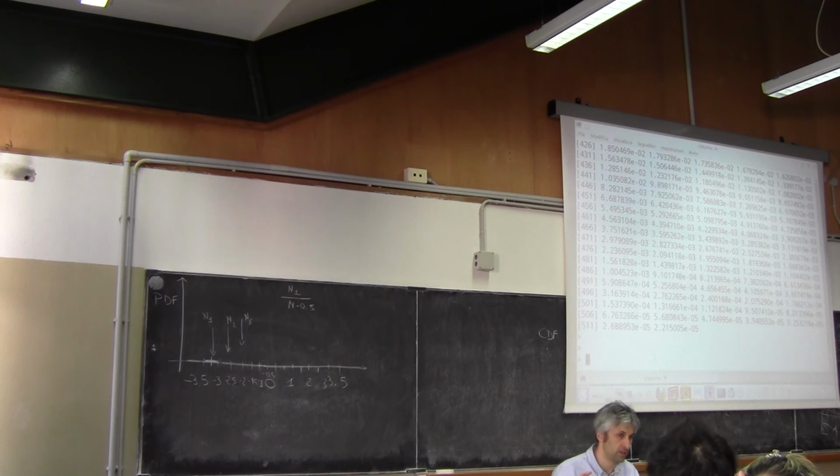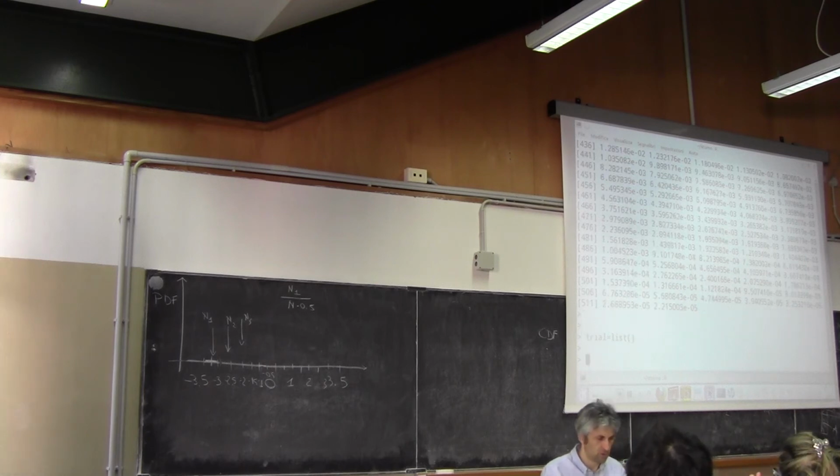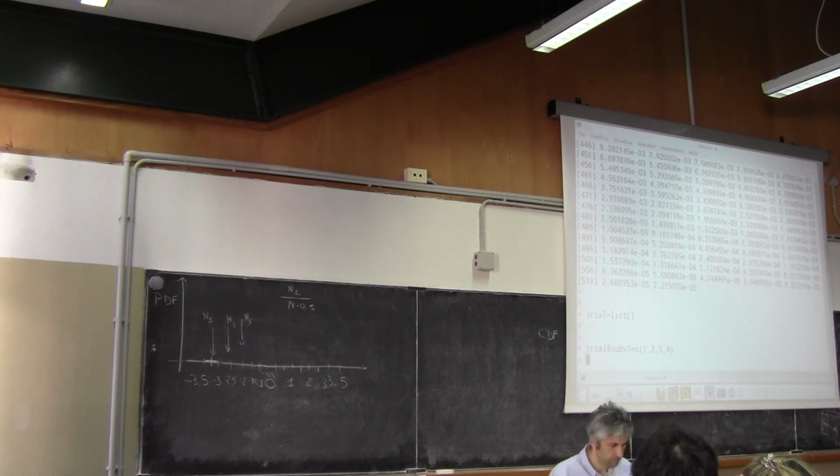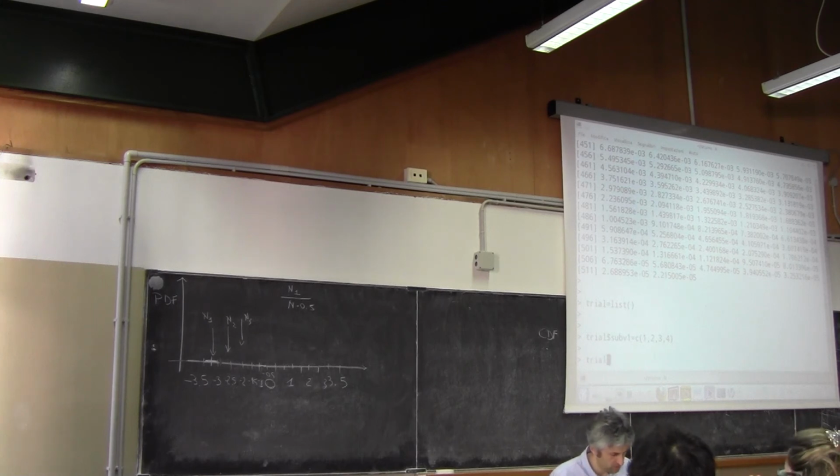Let me take the opportunity to introduce lists. Let's suppose that you want to create a variable that has sub-variables, not a matrix, because the sub-variables can be characters or numbers. So let me define trial equal list. In this way, you tell R that you want trial to be a list. And then you can write trial$subvariable1 equal to, for instance, c(1, 2, 3, 4). And then you may say trial$subvariable2 equal, again, c, a vector of characters: A, B, C.